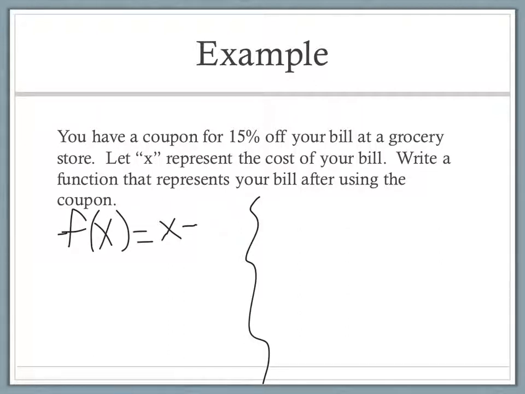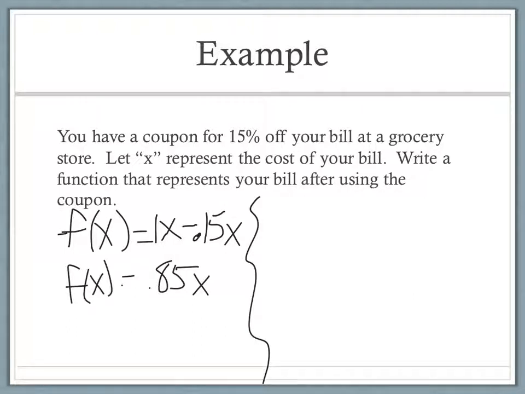Well, think, I can't just write 15 because that would be $15. So 15% we can write as a decimal is 0.15, but then it's percent of our bill, so of x, okay? So then if I do 1 minus 0.15, that gives me 0.85x. So f of x equals 0.85x. Okay, that's one way to do it, okay?